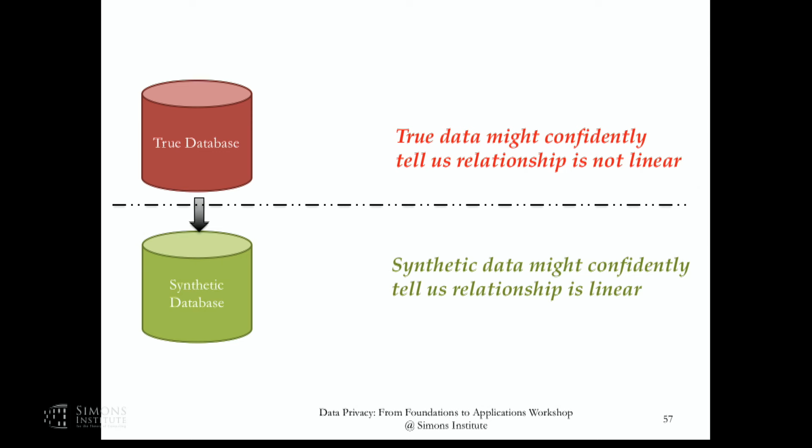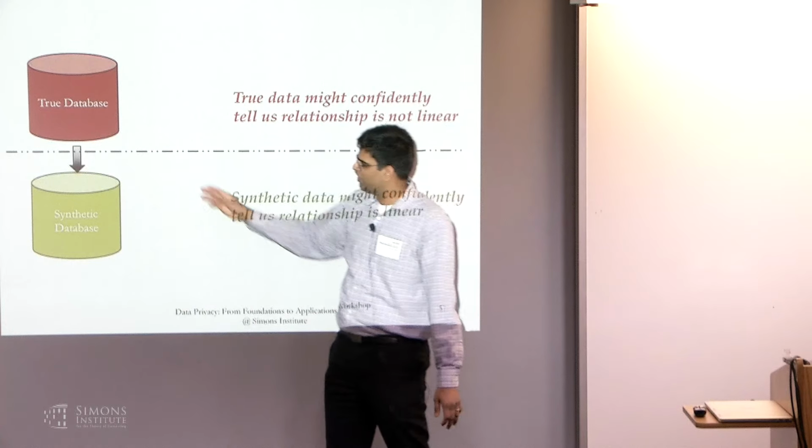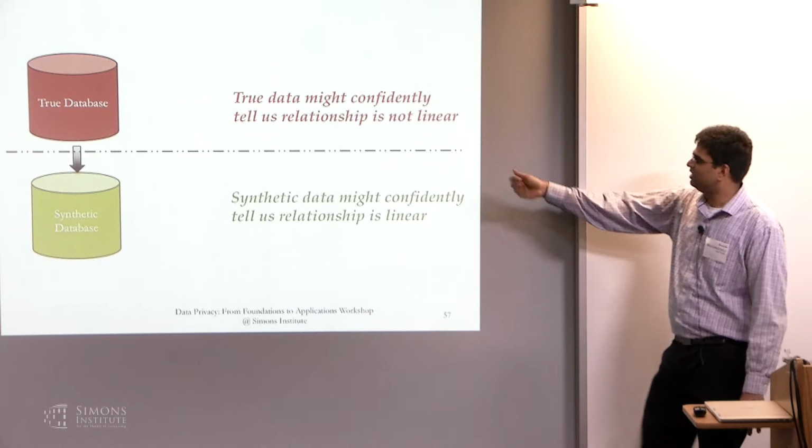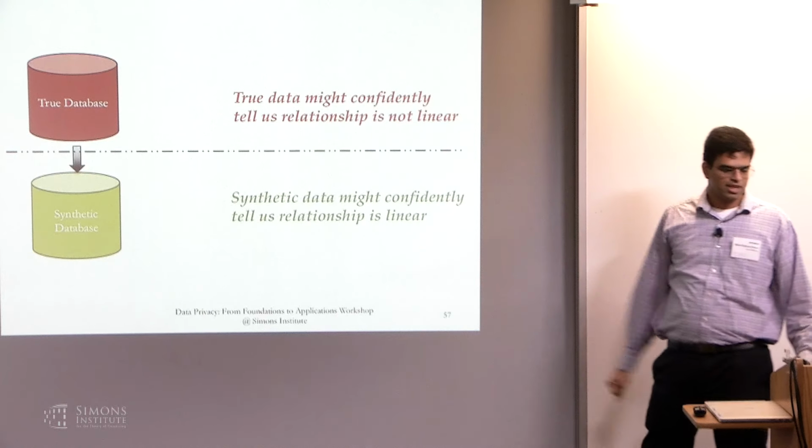Well, it may be that if you did that on the true data, it might confidently tell us that the relationship is not linear. But in the synthetic data set, it might confidently tell us that the relationship is linear, because maybe the model you used to generate the synthetic data set was actually linear. So how do you break this? There is nothing you can do at the synthetic data level unless you know very exhaustively what this process is, to be able to detect what the truth actually is.